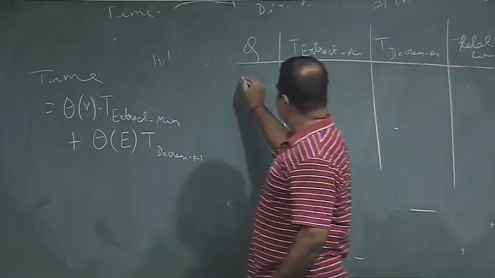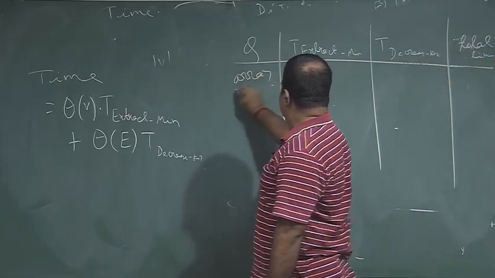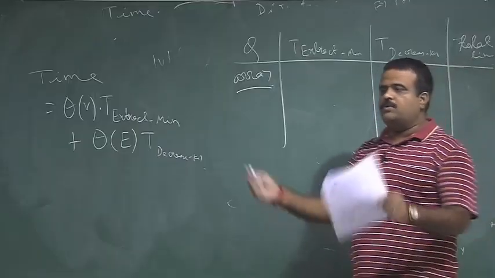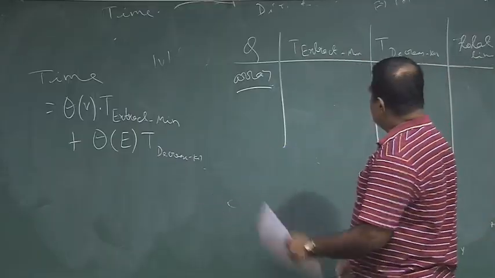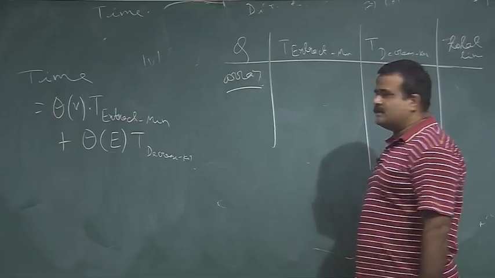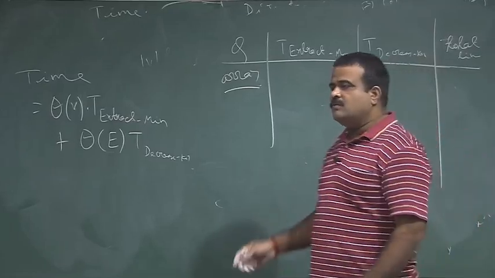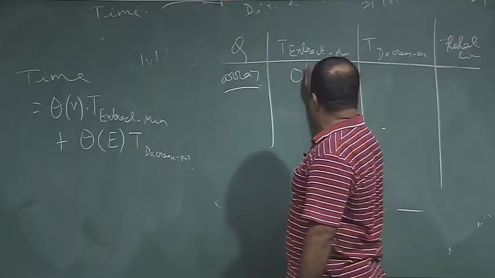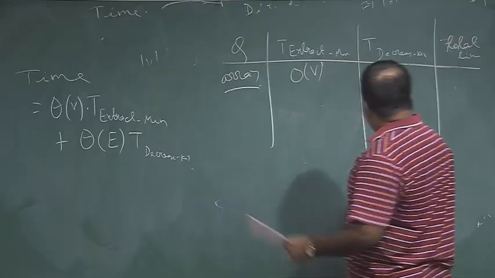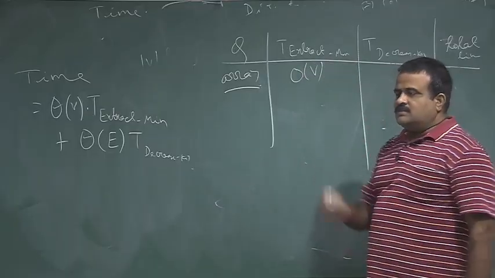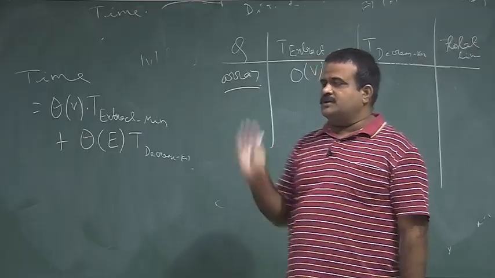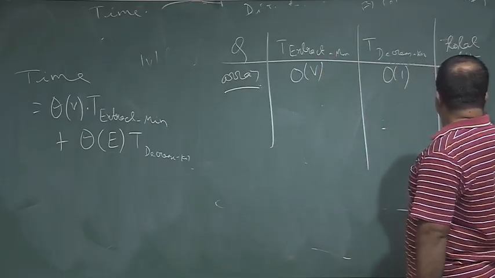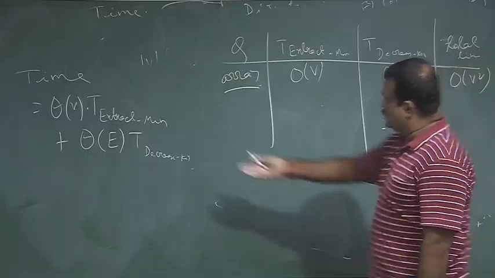If we just use an array to have this priority queue, we are putting everything into the array, then how much time will extract minimum take? We need to read all the elements. So, this is basically order of v, and decrease key is just we go to that particular position and change the value. This is basically constant time, and then this will be v square basically.